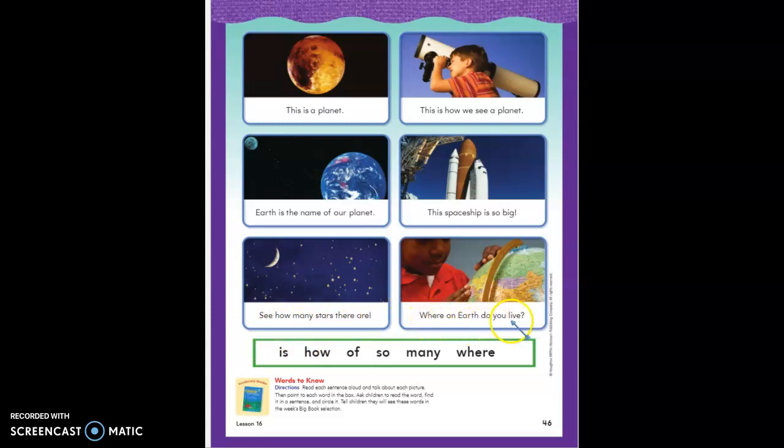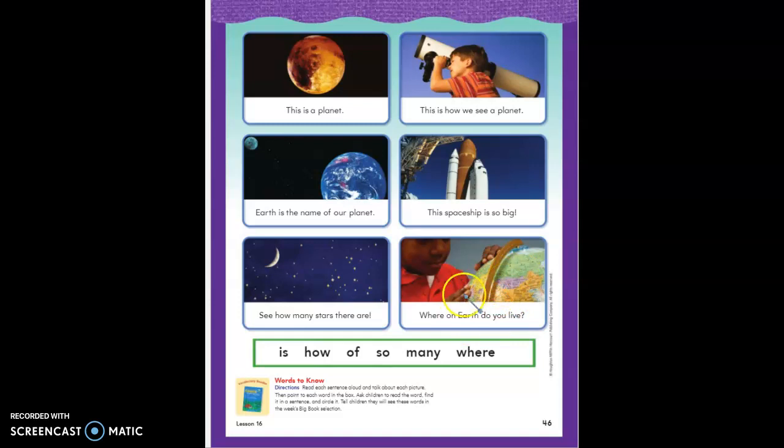Where on earth do you live? Question mark. Oh, yeah, so where is using in a question. And that is called a globe, right? A globe has the whole world and the different names of oceans and lakes and cities and countries. You'll use that more in your upper grades.